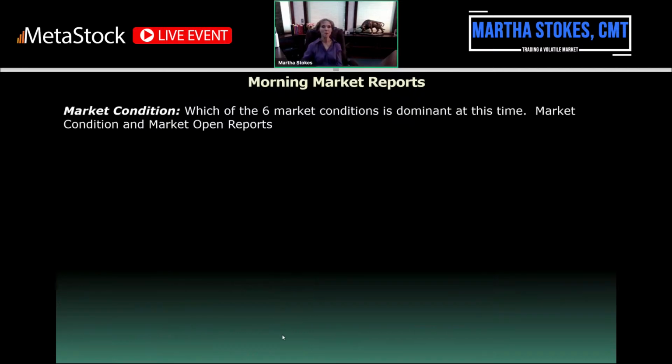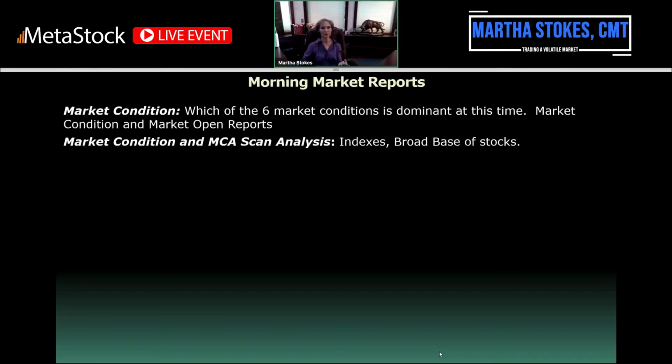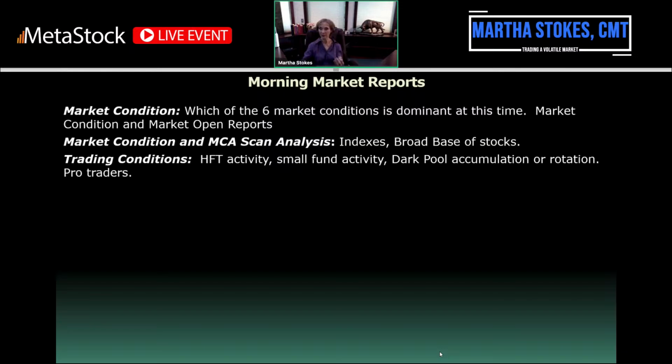I love swing trading. So I write my morning market reports, and I just wanted to show you what I have for my students. In the market condition, which of the 6 market conditions is dominant at this time? Market condition and market open reports. So what I'm going to say is market condition, the MSCI scans. I talk about the indexes and what the indexes are doing, and then I talk about the broad base of stocks. Right now, we're in a moderately uptrending market condition with the indexes in a correction mode that is sideways. It's not a trading range, but they are sideways, although the NASDAQ and the S&P 500 went up again today. So they're in a velocity action right now.